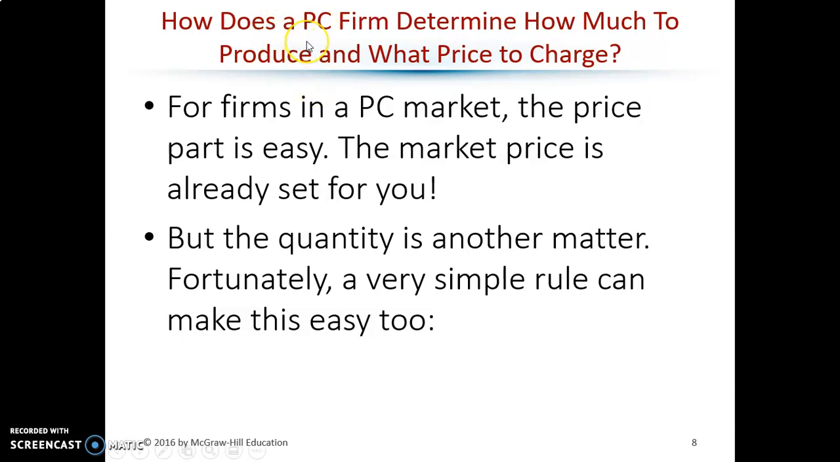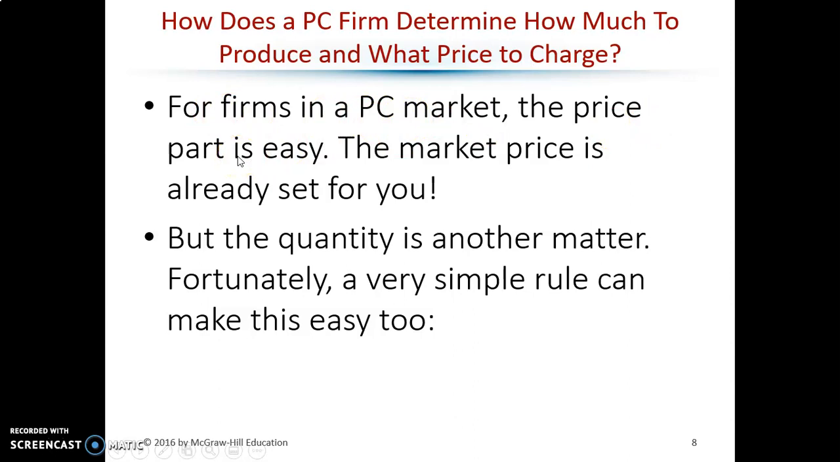So we're going to ask for all market structures. How do we determine how much to produce and what price to charge? That question is going to be answered in different ways for each market, but there are going to be similarities as well. First of all, for perfectly competitive markets, the price part is easy.